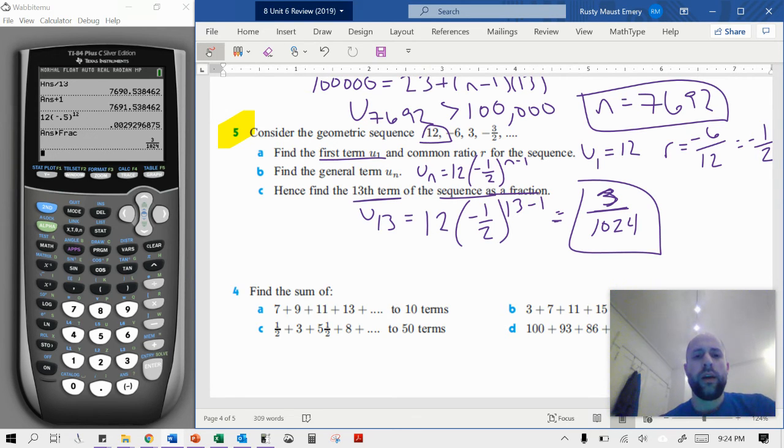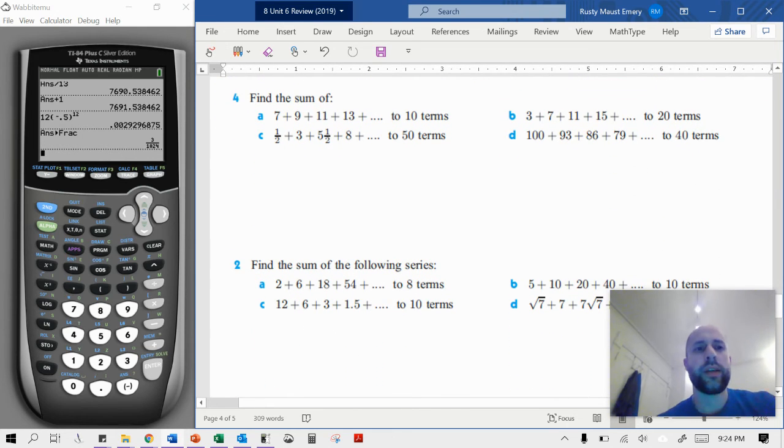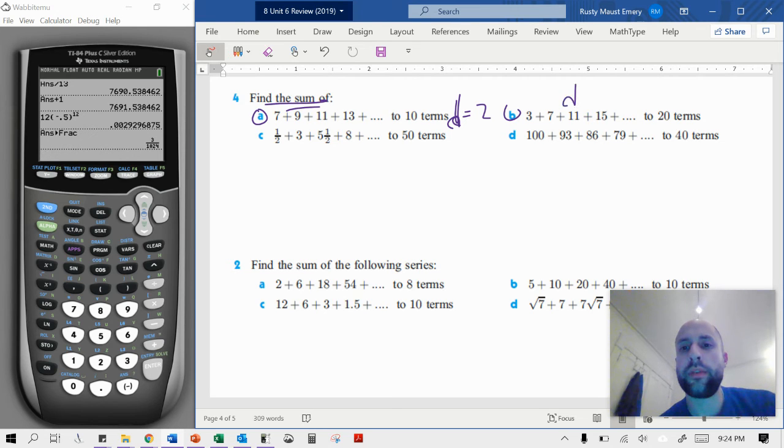Okay. All right, and let's take a quick look actually at a couple of these questions. These are series questions. So find the sum, right? So series, sum of the first 10 terms, and so on. So first thing you need to identify is what's the pattern. So for part A, notice there's a common difference of 2, so it's arithmetic. For B, the common difference is 4. So these are going to be arithmetic. These down here are going to be geometric. Okay, so just be careful there.